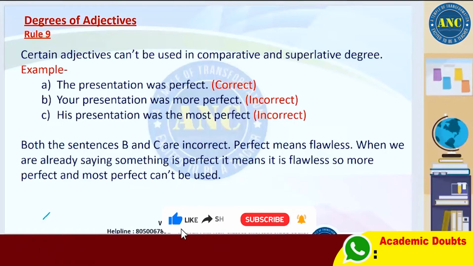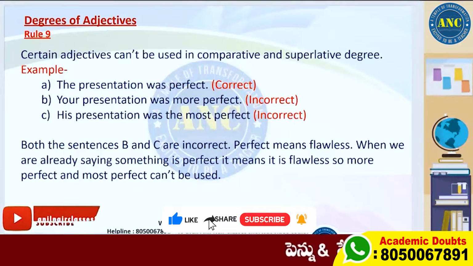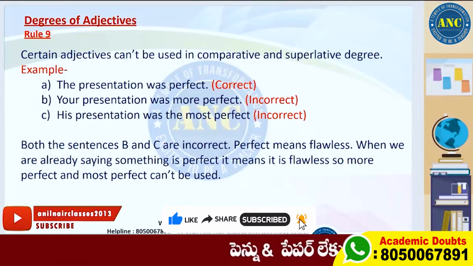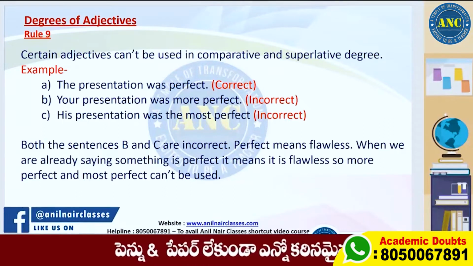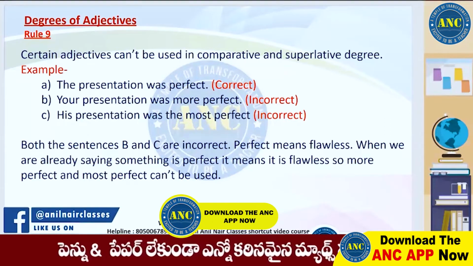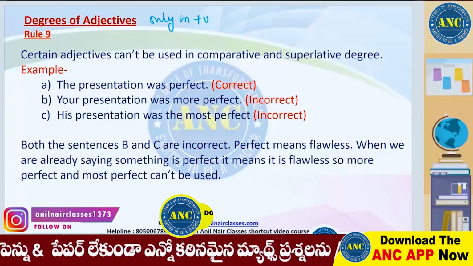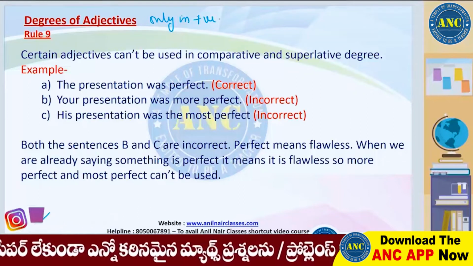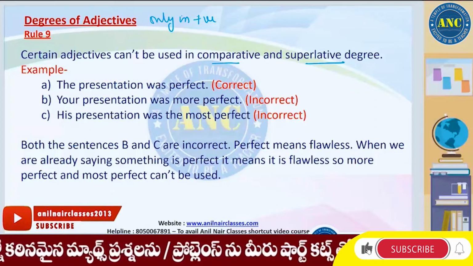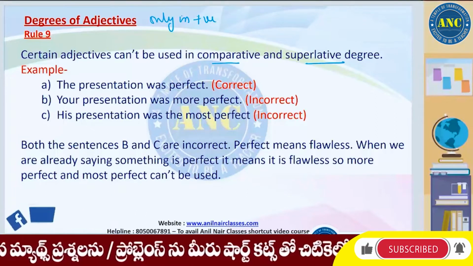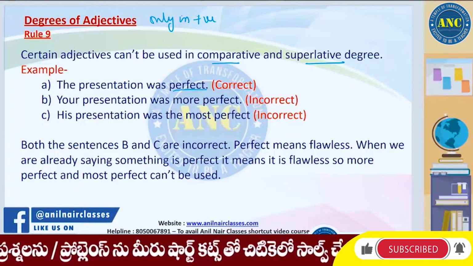Certain adjectives can't be used in comparative and superlative degrees. So that means there are certain adjectives we can use only in the positive degree. We cannot use them in comparative and superlative degrees. For example, the presentation was perfect. So perfect is perfectly fine.